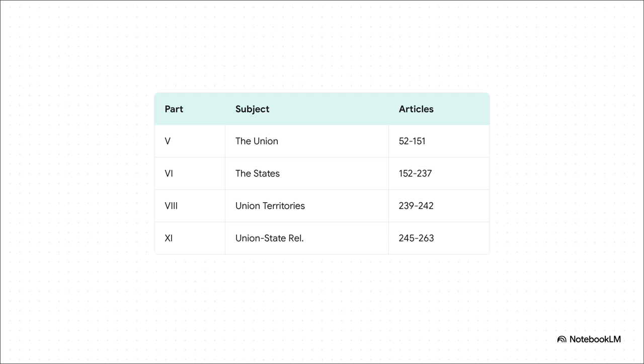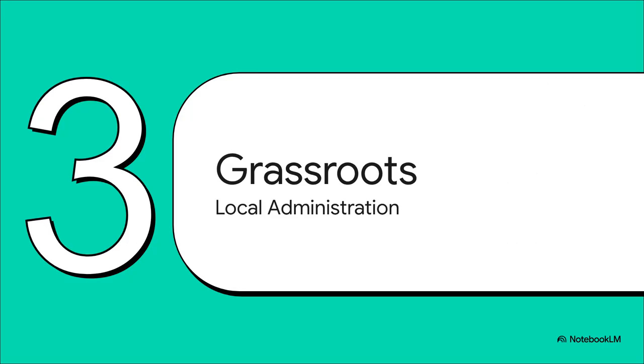And then we have Part 11, covering Articles 245 to 263. This one is absolutely crucial because it dictates the incredibly complex legislative and administrative relationship between the Union and the states. All right, on to cluster number 3, grassroots, local administration covering Parts IX and X.